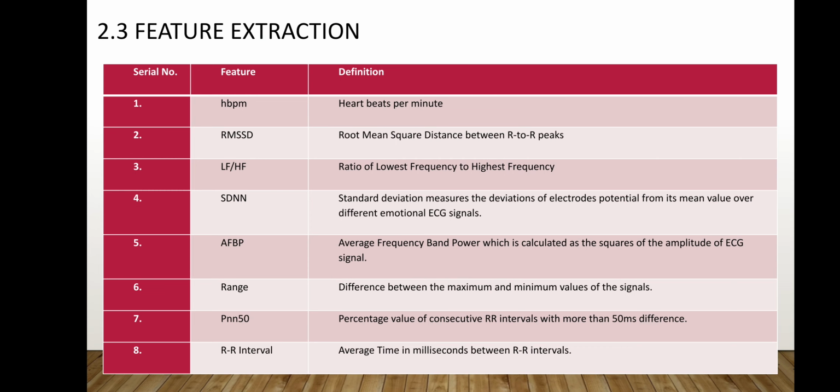In the feature extraction, in this study, 8 features were extracted from ECG signals after the pre-processing phase of applying DWT was completed. The features extracted from both stressed as well as relaxed state signals are mentioned in this table. Features were extracted in both time domain analysis as well as frequency domain analysis of the ECG signals.